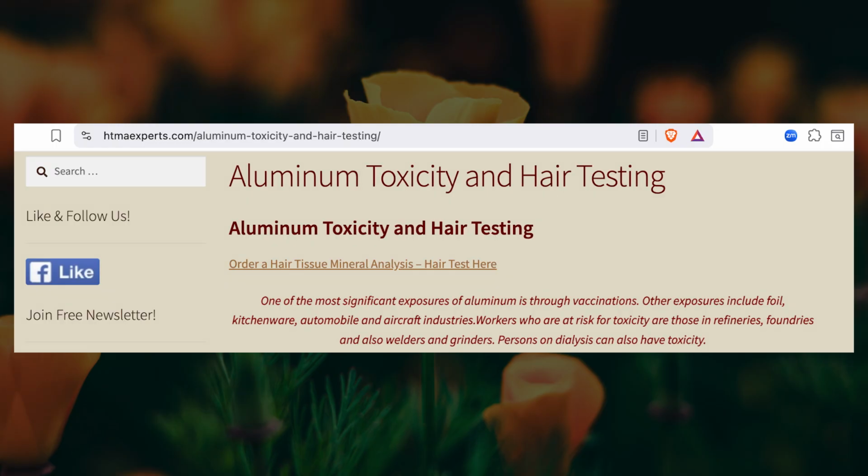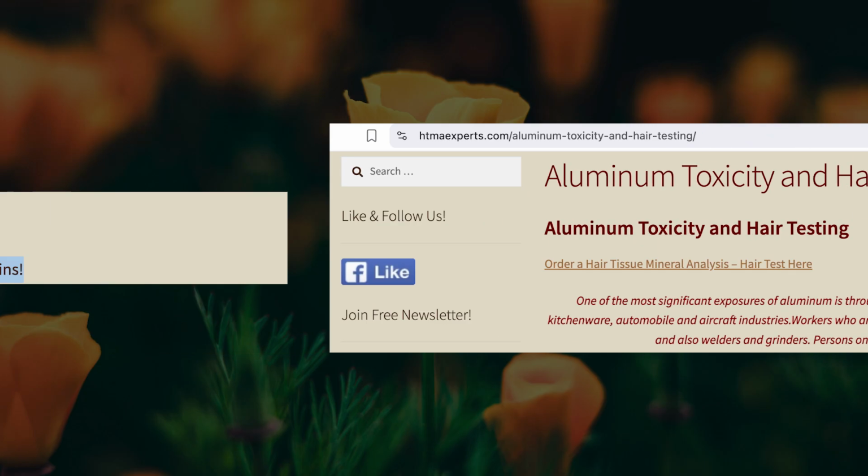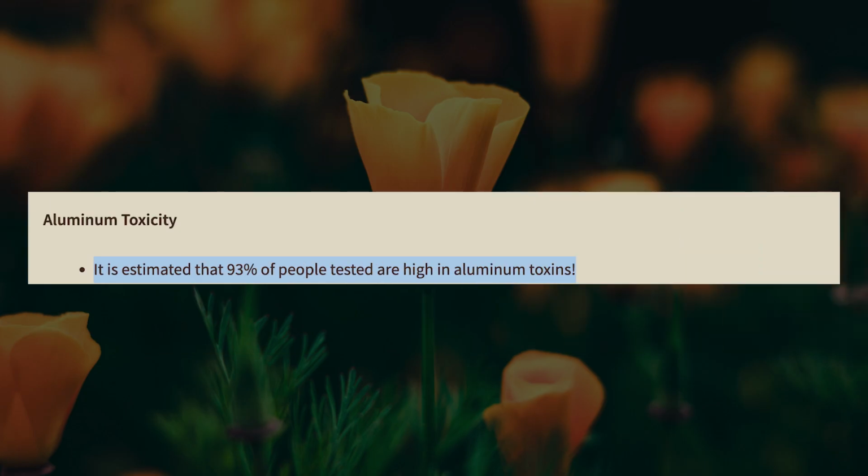I also asked HTMAexperts.com, which run hair tissue mineral analysis testing. And it is the highest metal found in hair samples. So it's everywhere, and there's no way to prevent it. It's in the air, it's in the water, it's in the soil, it's in the food. So the best way to antagonize it is by making sure you're getting enough silicon or high silica water, you're getting enough magnesium, and you're getting enough phosphorus.